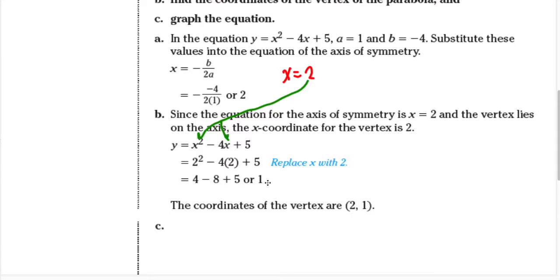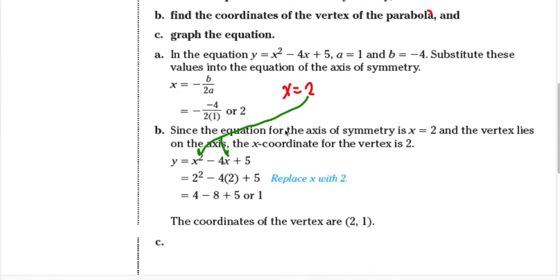So again, let's recap. First, we find the axis of symmetry, we find the value of x, and in order to find the vertex, we simply substitute x into our equation and find the y-coordinate. Now we have our vertex as 2, 1. And letter C says, graph the equation.